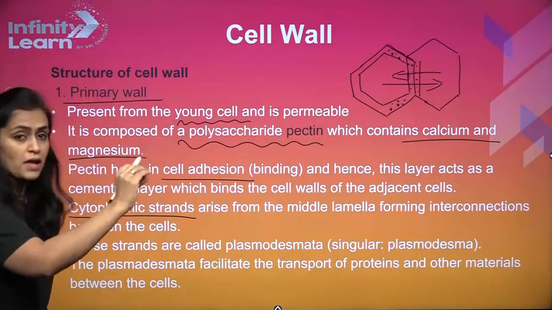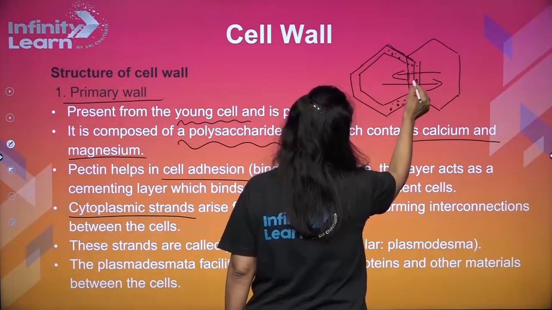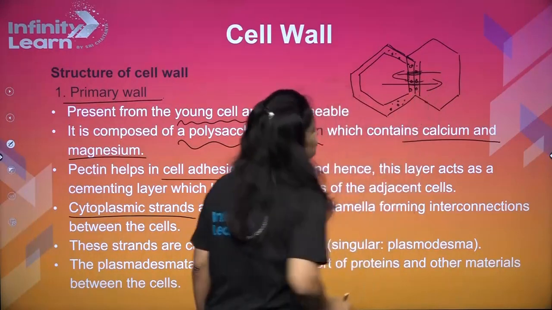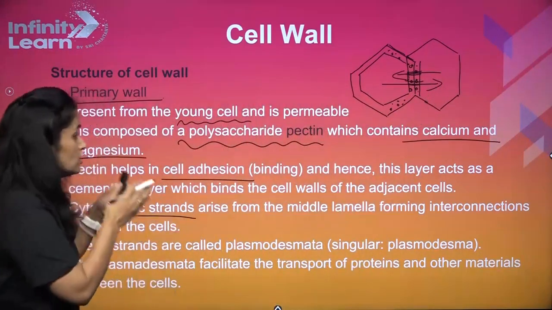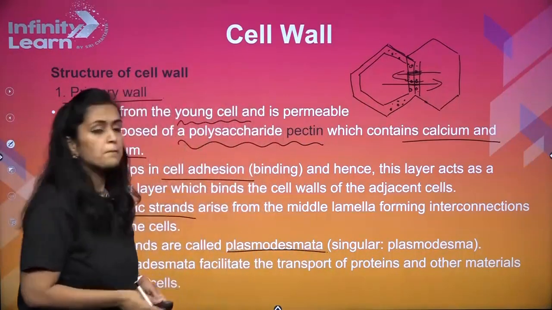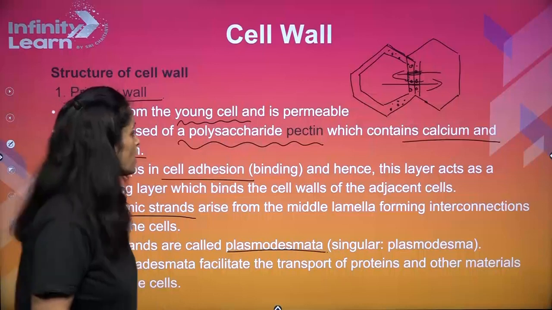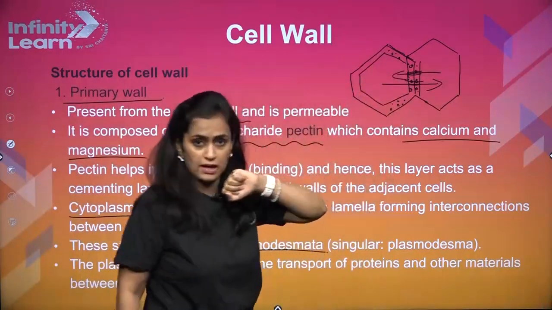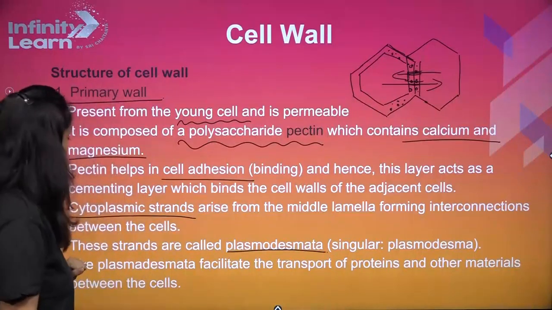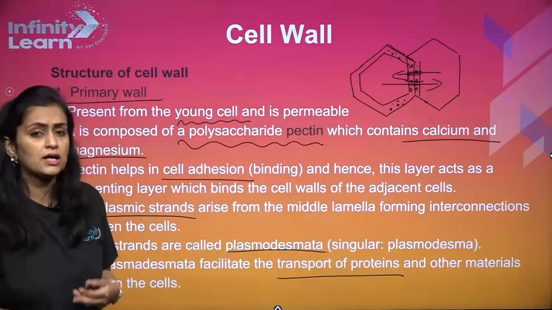So the cytoplasmic strands are going to move through these pores, the small little channels you can call them. These channels are through and through, and the cytoplasm moves through them. This thing is called plasmodesmata, and singularly plasmodesma. If we are addressing one, then plasmodesma, otherwise all of them are plasmodesmata. So the cytoplasm can be exchanged, and it facilitates the transport of proteins and other material, obviously.